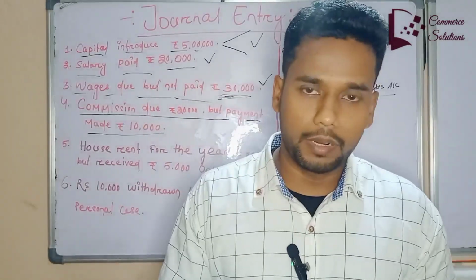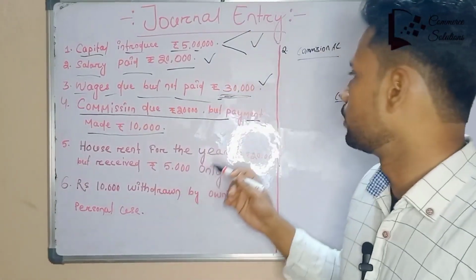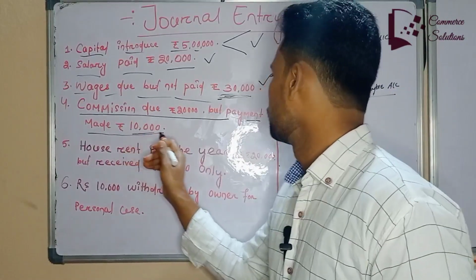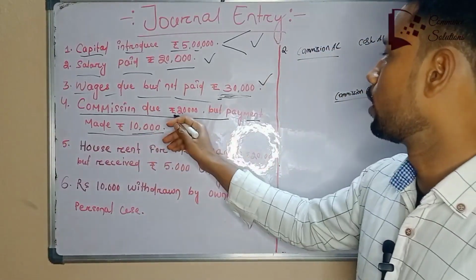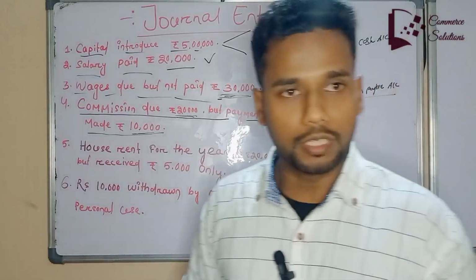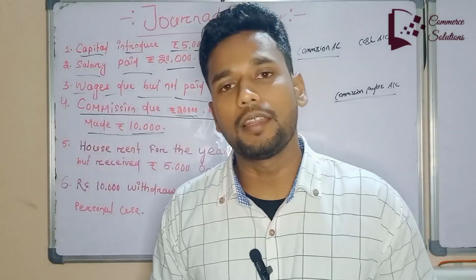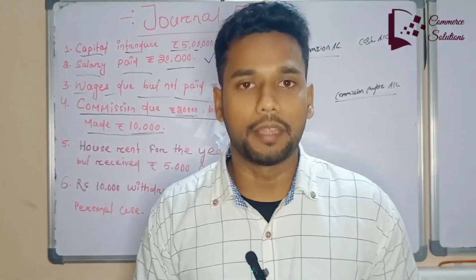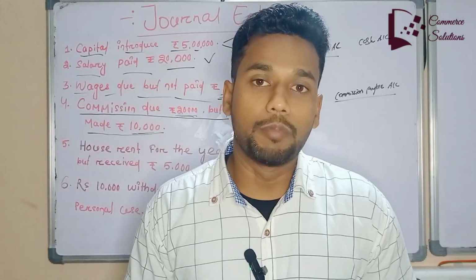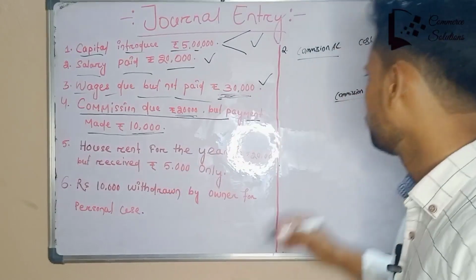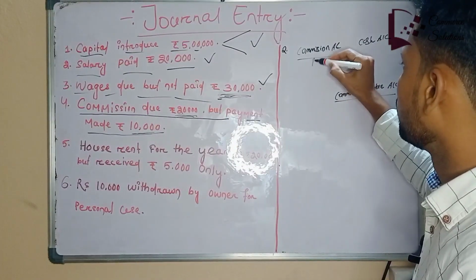10,000 already paid and balance, sorry, here amount is 10,000. Total due is 20,000. 10,000 paid and 10,000 we have to pay in future. 10,000 is commission payable or outstanding commission. So here commission is a receiving aspect.